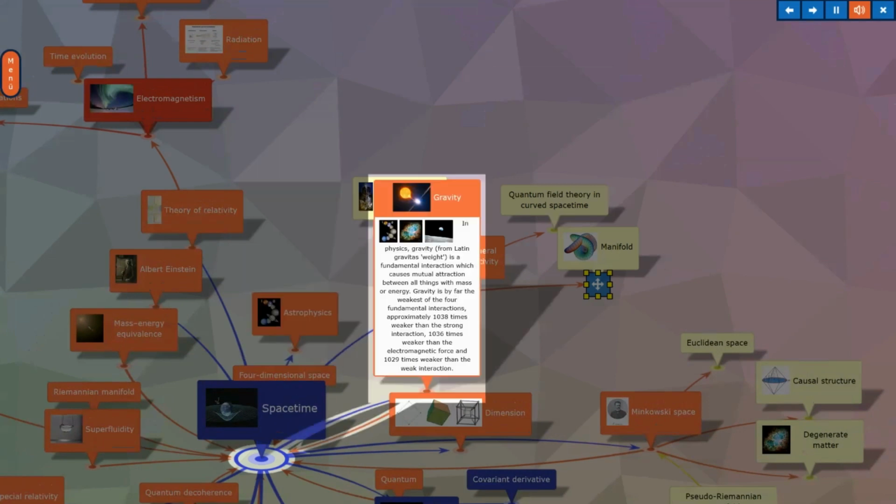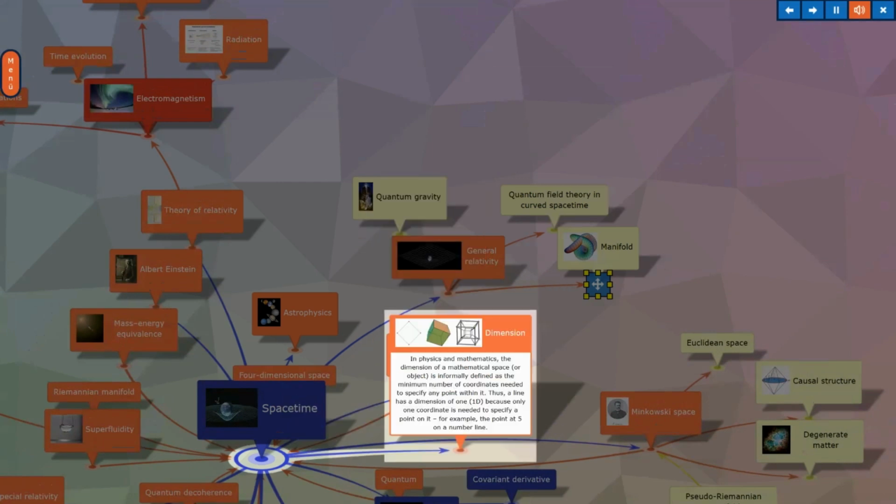Gravity. In physics, gravity, from Latin gravitas, weight, is a fundamental interaction which causes mutual attraction between all things with mass or energy. Gravity is by far the weakest of the four fundamental interactions, approximately 10^38 times weaker than the strong interaction, 10^36 times weaker than the electromagnetic force and 10^29 times weaker than the weak interaction.